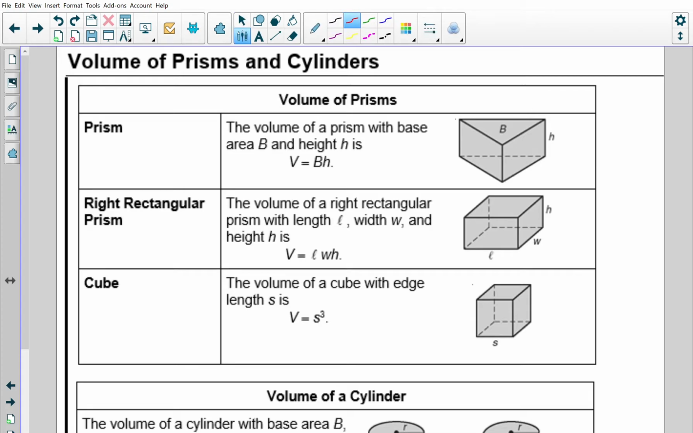Okay, here we are with 11.2. We're moving into this concept called volume, the three-dimensional space that an object occupies.